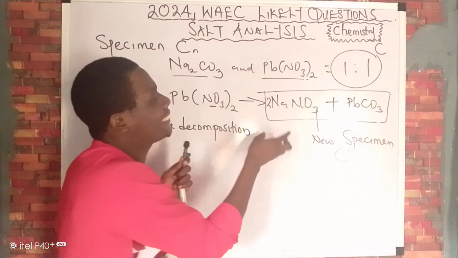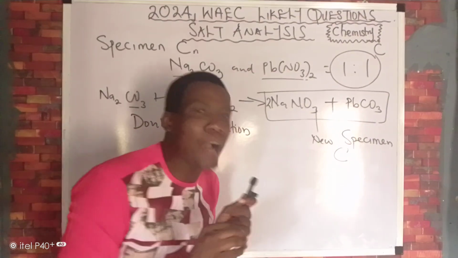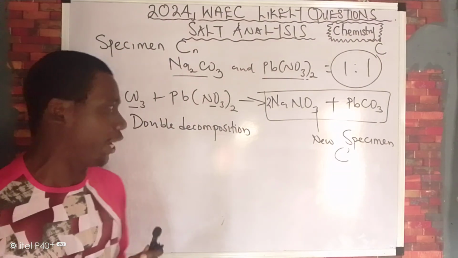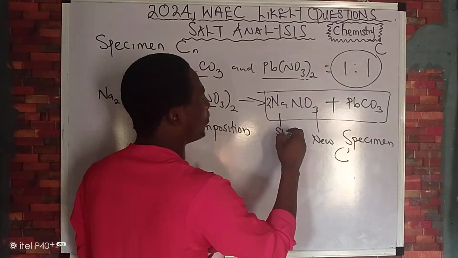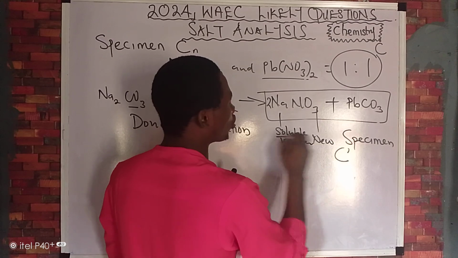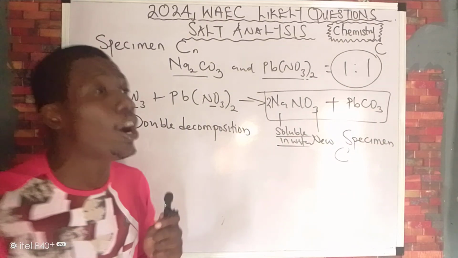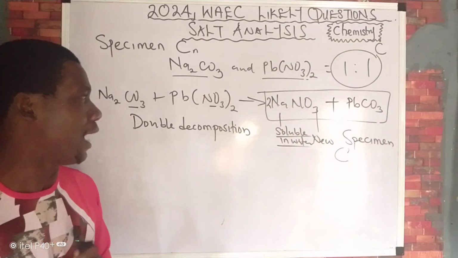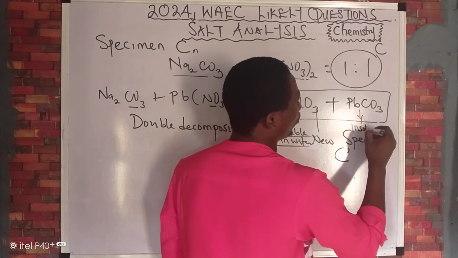And then if you analyze the nature of these two salts, you will find that they have their various properties, okay? For instance, remember that sodium nitrate is soluble in water. Yes, take note of that. Sodium nitrate is soluble in water. All trioxonitrate 5 are soluble in water. And then you know that lead carbonate is insoluble in water.